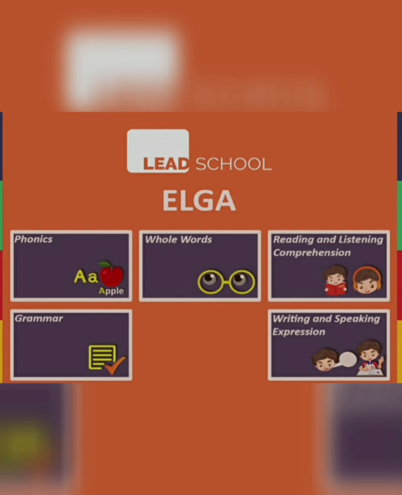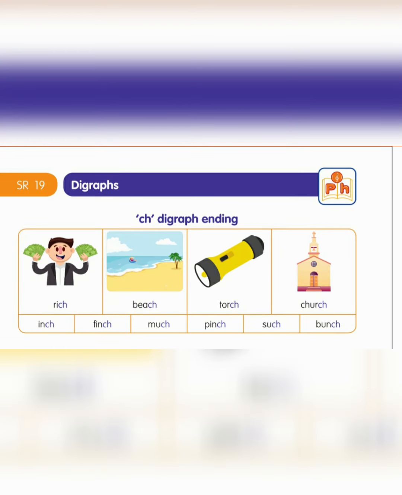Students, in the phonics section, we will learn different sound patterns that will help us to read more words. I'm going to play a video. I want you to listen to it carefully. Today in the phonics section, we will learn ch and sh digraph ending. So let's get started. Ch as in rich.